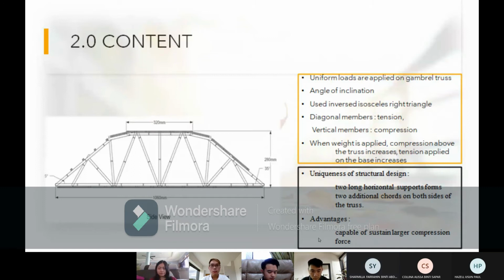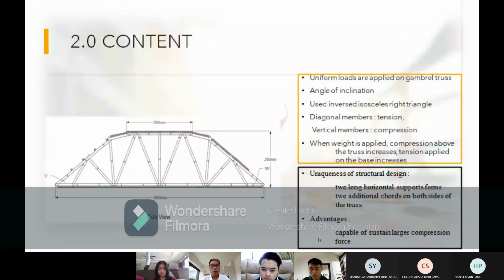For instance, the gambrel truss uses an inverse isosceles right triangle to distribute the load on the truss for higher stability and durability. The joint members in the truss are subjected to tension for the diagonal members and compression for the vertical members. The forces in the gambrel truss are often centralized at the tip of the inverse isosceles right triangle and spread out along the base of the truss. Hypothetically, when the compression above the truss increases, the tension applied at the base will increase.